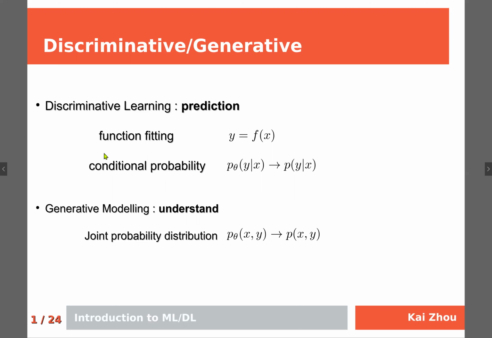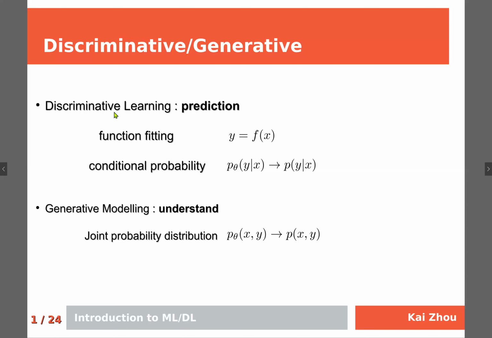Or from a probabilistic point of view, you can say this is trying to learn a conditional probability, right? We have some parameterized model, we call it p_theta of Y given X. We try to tune the parameter theta to let it approach the conditional probability p of Y given X. X is your input, Y is the target. So this is all about discriminative learning.